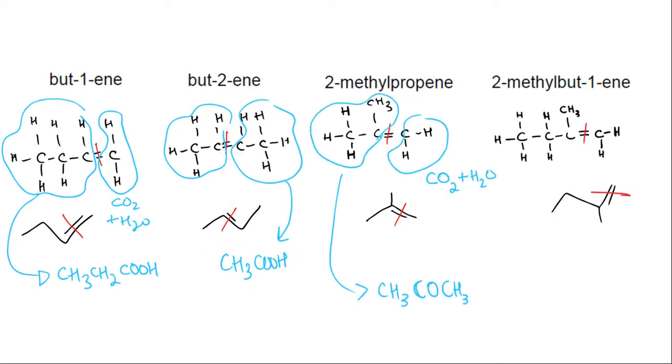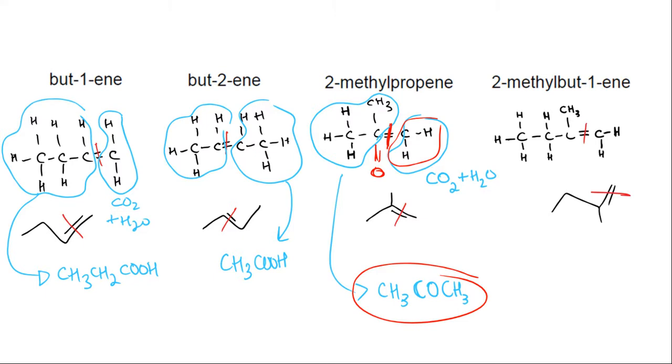For 2-methylpropene, this is again CH2, this gives you CO2 plus H2O. Now in this case, you have no hydrogen on the carbon which is involved in the double bond, and in that case you get a ketone. So over here, when this bond breaks, this carbon makes a double bond with oxygen, and you get what we call propanone.